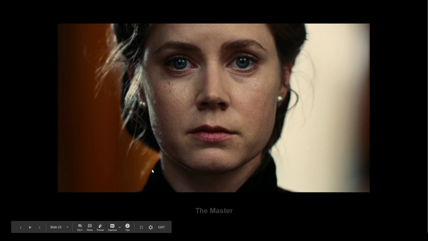So getting this close is almost like a point of view shot where we're almost hypnotized by this Amy Adams character with Joaquin Phoenix. Shaun of the Dead, another close-up shot.